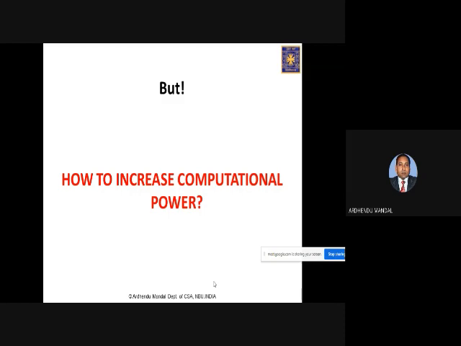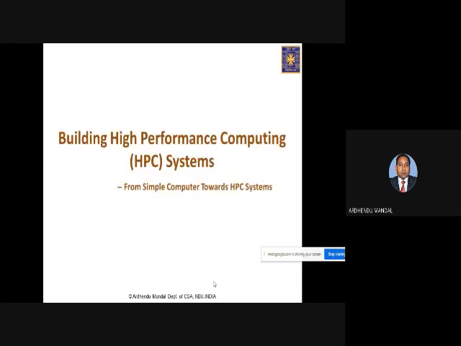But how to increase this computational power? It's not magic, right? So we'll go through how we can increase the computational power towards solving this problem. From simple computers, we are going to build high performance computing systems gradually from the very fundamentals, because all of you are not from a computer science background. Assuming that, I'll go through the pinpoints, the basic structural and design issues that we must keep pointing to in order to improve the performance of computer systems.